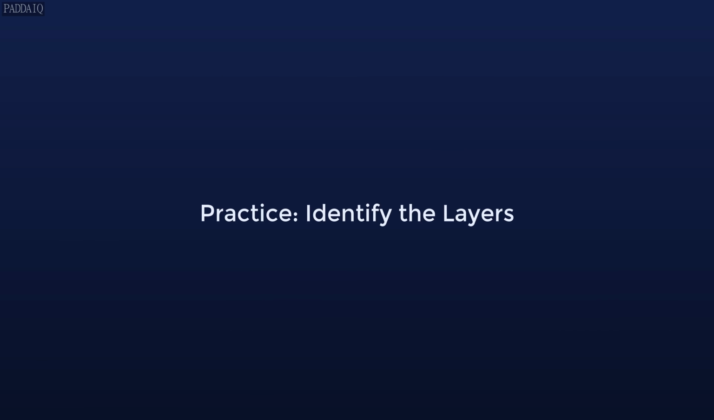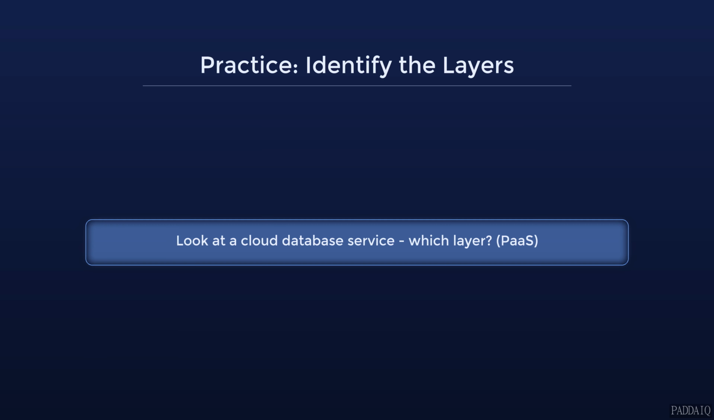Practice, identify the layers. Look at a cloud database service. Which layer? IaaS. This means the provider maintains the database platform while you manage your data. For example, SAP HANA Cloud runs on SAP's infrastructure, but you control your tables and queries. This IaaS model lets you focus on data management without hardware concerns.